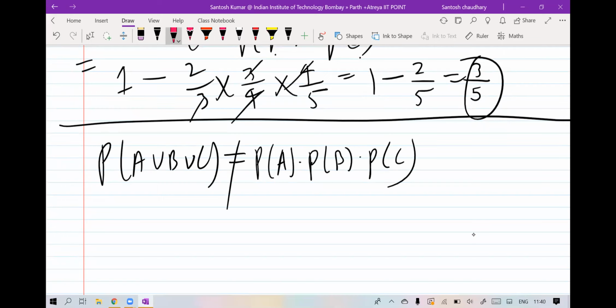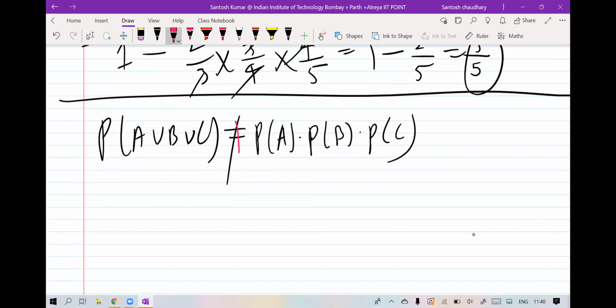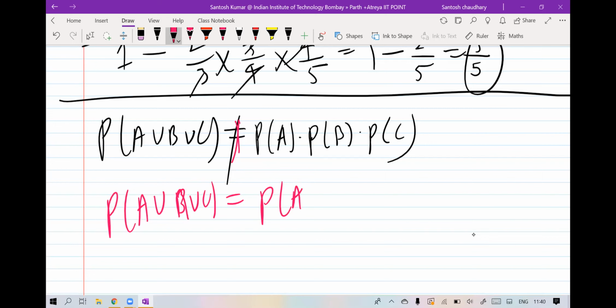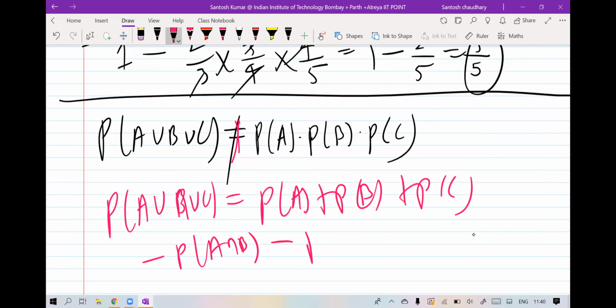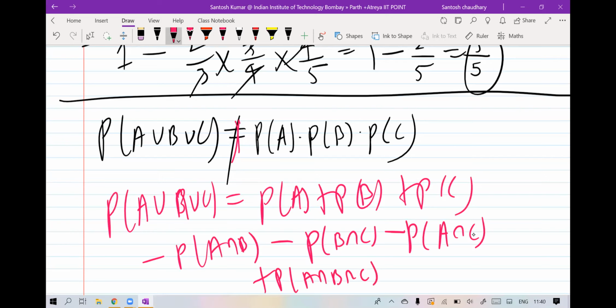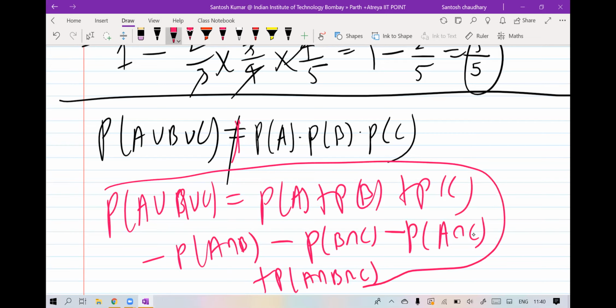So we can write this as probability of A plus probability of B plus probability of C minus probability of A intersection B intersection C. Yes. So if you want to find this directly, you have this formula: PA plus PB plus PC minus probability of A intersection B, minus probability of B intersection C, minus probability of A intersection C, and then plus probability of A intersection B intersection C. Again, they are independent, so you can break intersection into product. Then you will get the same answer. If you apply this formula in the last question, you will get the same answer, 3 by 5.